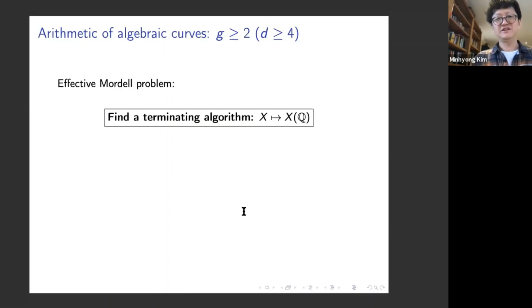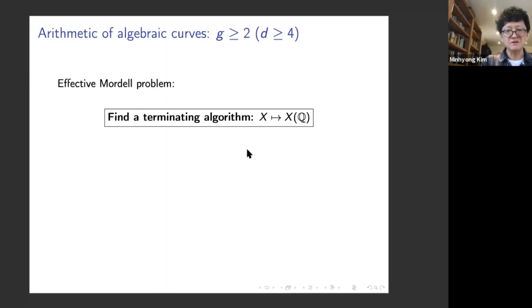So that's the effective Mordell problem that appeared in the title of the lecture. Can you find a terminating algorithm that lists the set of rational solutions if somebody hands you a curve? And this is still a very much open problem.